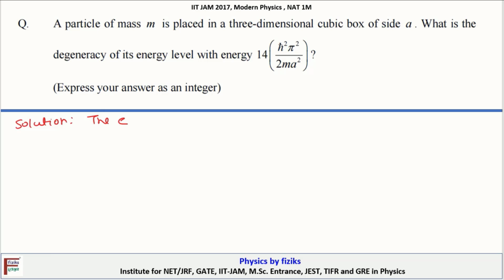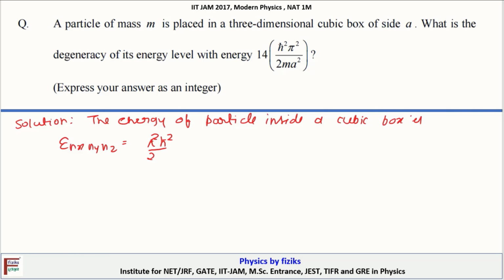The energy of a particle inside a cubic box is E(nx, ny, nz) equals π²ħ² by 2ma² into (nx² + ny² + nz²). So let us check it out here.